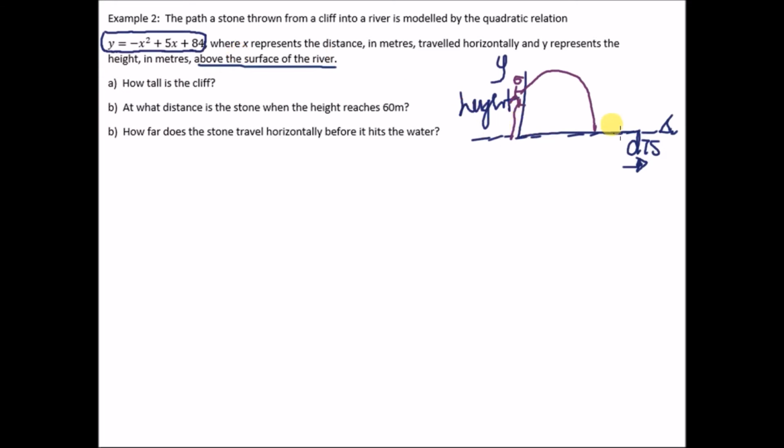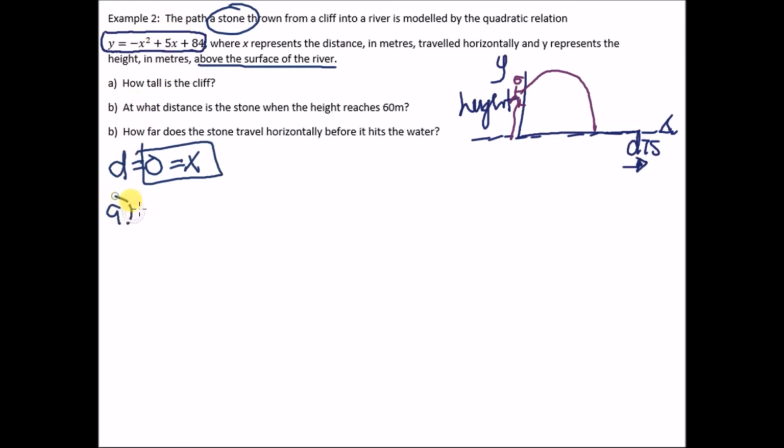It could be above the ground, or someone throwing something off a building onto the ground. So the first question is, how tall is the cliff? So how high is the stone right when it's released? The horizontal distance would be 0. It hasn't gone anywhere yet. The guy's still holding the stone. So the distance, x, equals 0.